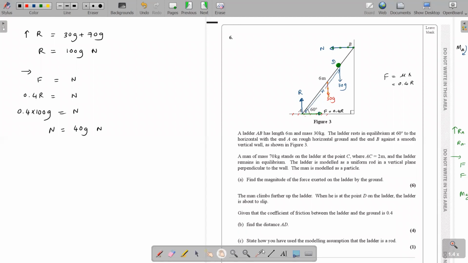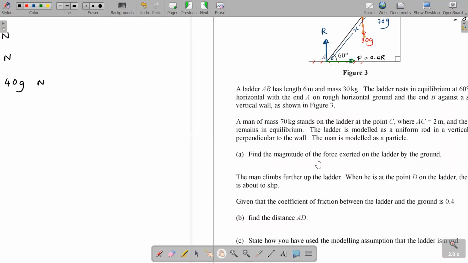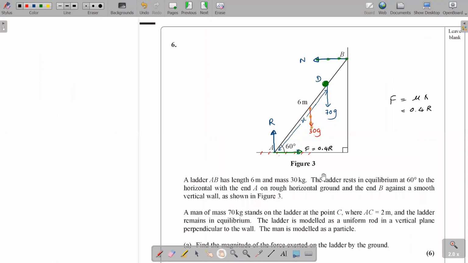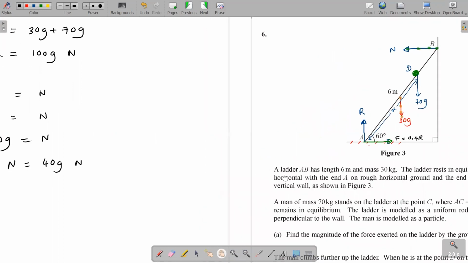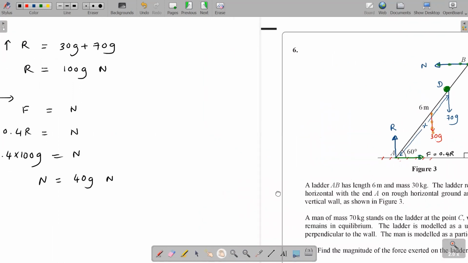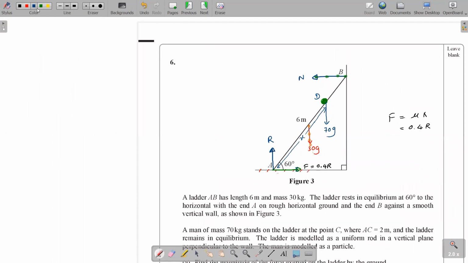Then, now I have my R value and I have my N value. So now, to get the distance x, we need to again consider what? Let's again consider moments. Moments about whom? I will again consider moments about A, because I already know the sine cosine ratios when it comes to taking moments around A. I found R is 100G. I found N is 40G. So let me mark N as 40G.